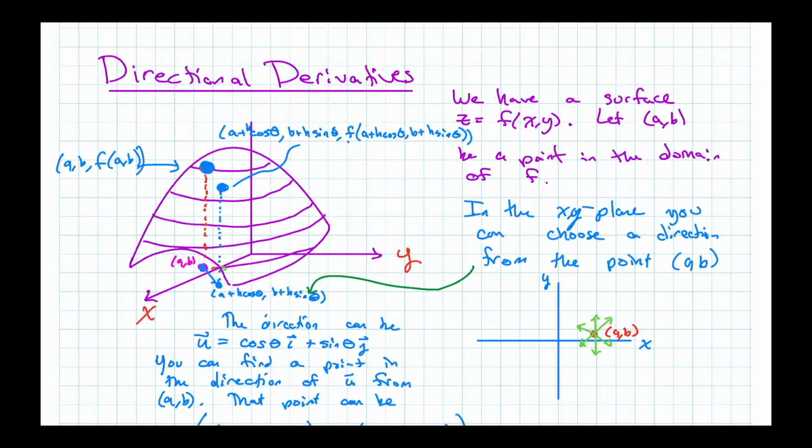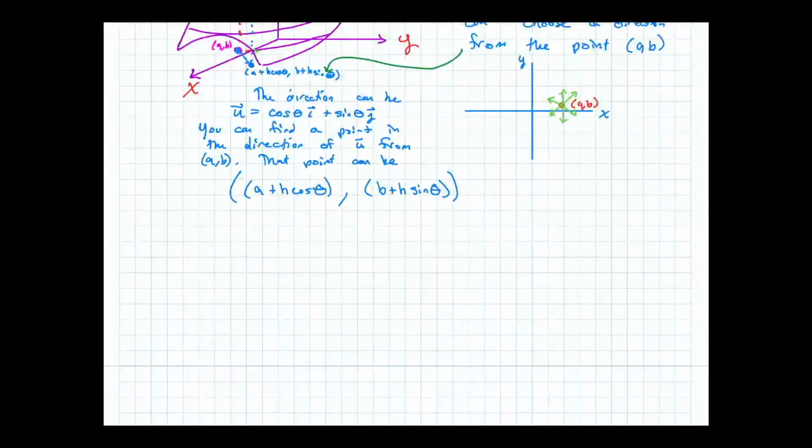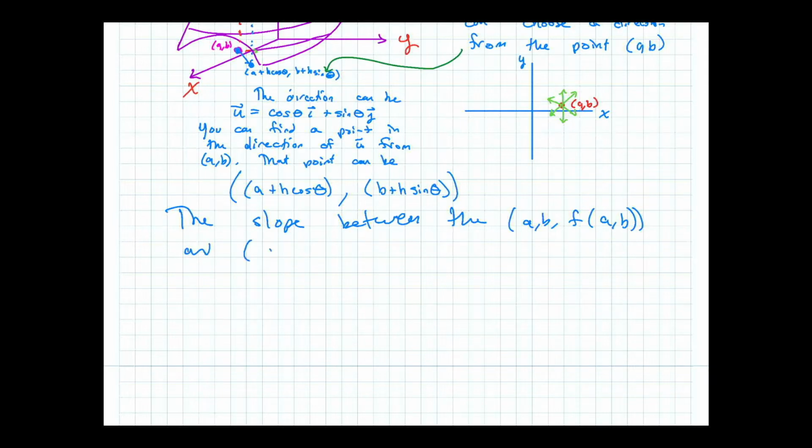So you've got these two points, which we got here, and we got another one right here. And you can find the slope between those two points. So what are the points? (a, b, f of (a, b)), and (a plus h cos theta, b plus h sine theta, f of (a plus h cos theta, b plus h sine theta)).